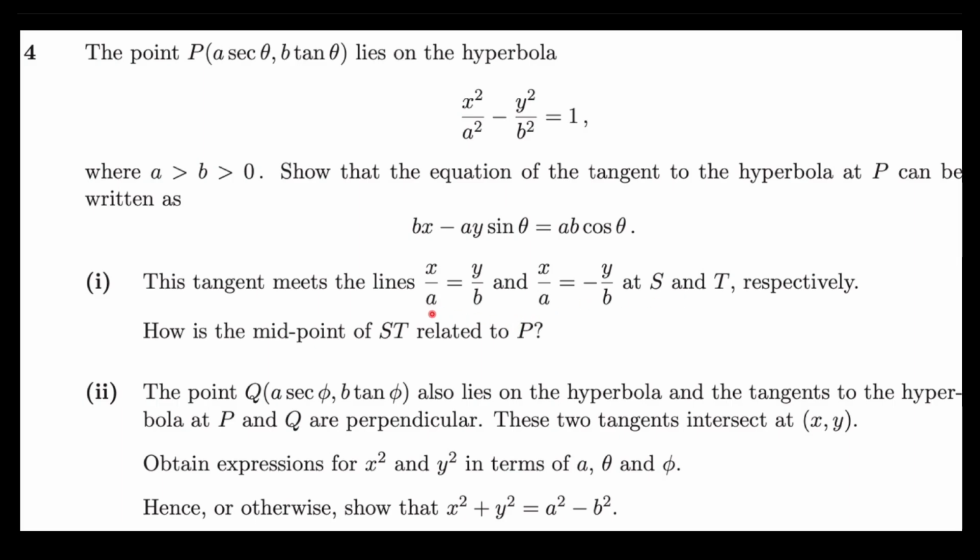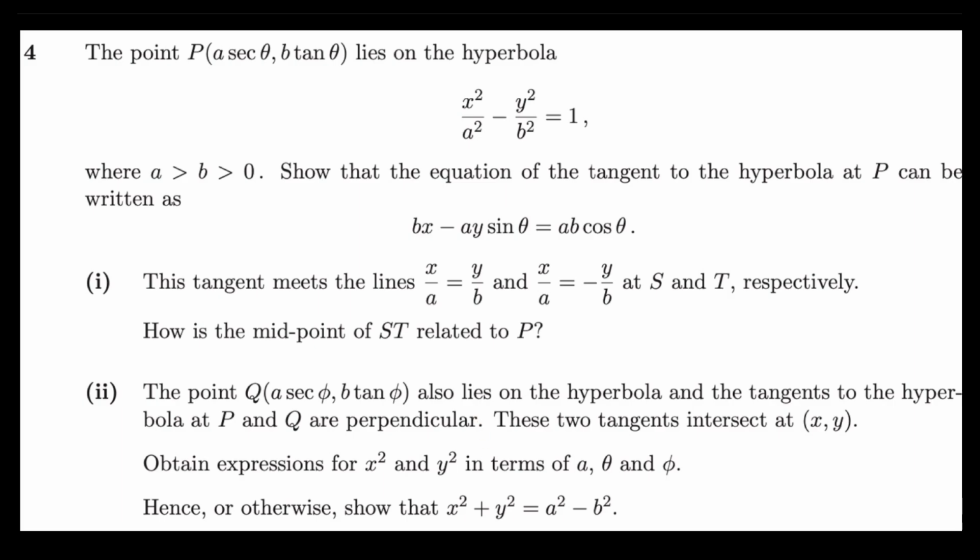So if you know about hyperbolas, you know that these are the oblique asymptotes for this. So in principle, it means that this tangent line that we found here is supposed to intersect this asymptote at point S and this asymptote at point T. How is the midpoint of ST related to P? So in other words, we want to find S and T and then find the midpoint of S and T and to see if there is any connection between the midpoint of ST to the point P.